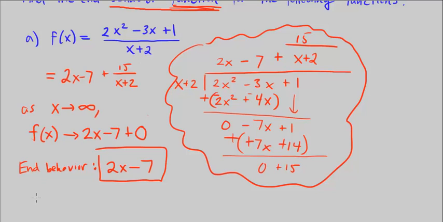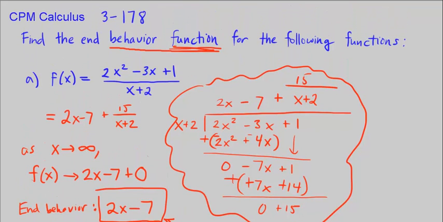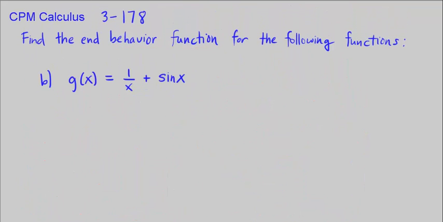And negative infinity, right? We can even say as x approaches negative infinity, f of x is going to approach 2x minus 7 plus, again, if we have negative infinity, well, 15 divided by negative infinity is still 0. So this is still the end behavior function. All right? So let's go ahead and move on to part B.